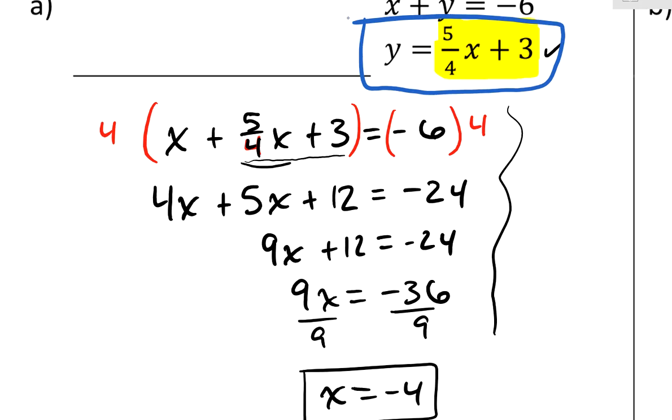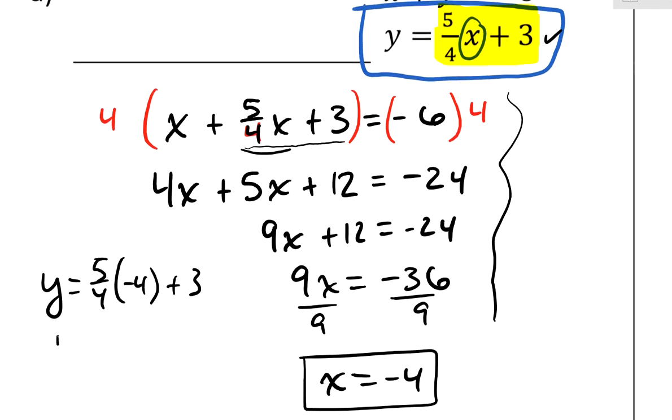I'm going to use this now to figure out what y is. I do know what x is because I just figured it out, so it'll be easy to figure out what y is. y should be equal to 5/4 times negative 4 plus 3. And when I multiply 5/4 times negative 4, I end up getting a negative 5. So y is equal to negative 5 plus 3, so y equals negative 2.